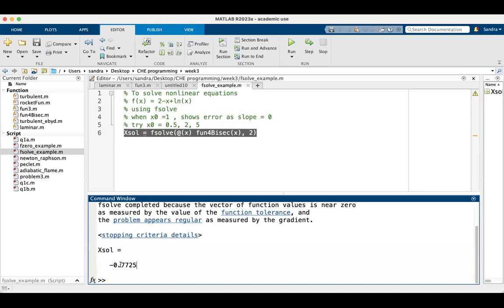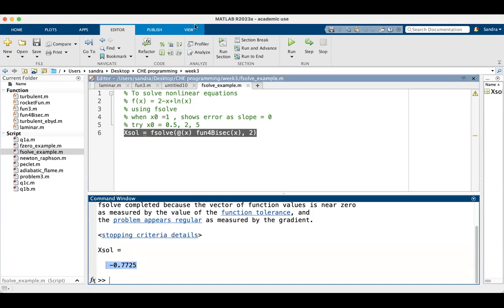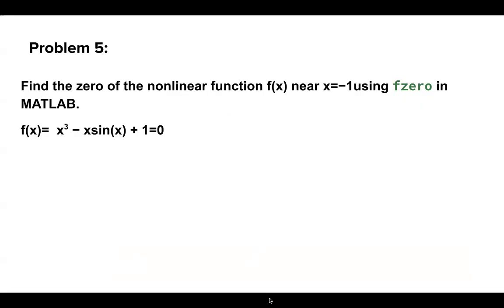The final answer that you get is minus 0.7725. Is everybody getting the same answer? Okay, I hope you guys are getting the same answer. If you have any doubts, please do ask me. Okay, then let us go to the next problem.